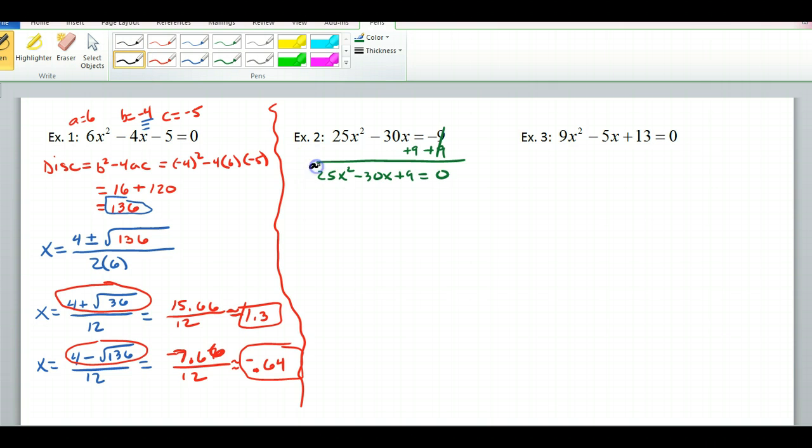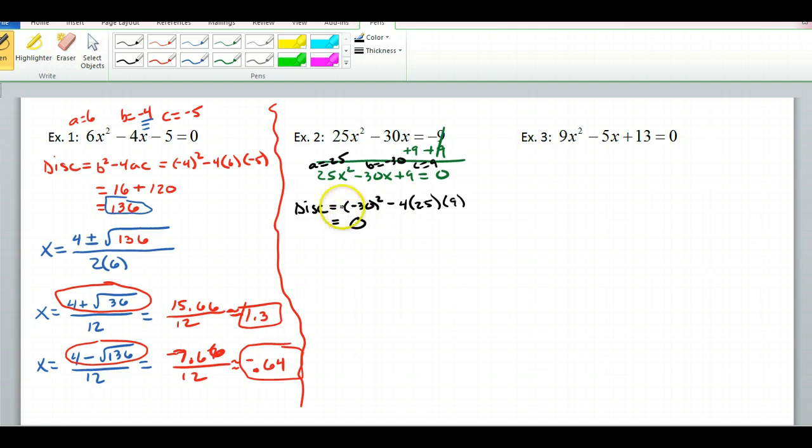Now I have my A, I have my B, and I have my C. So I'm ready to evaluate the discriminant. So the discriminant equals negative 30 squared minus 4 times 25 times 9. Personally, what I do is just plug it in the calculator exactly the way you see it. Make sure you put the negative 30 in parentheses. Negative 30 squared minus 4 times 25 times 9, and you end up with 0.